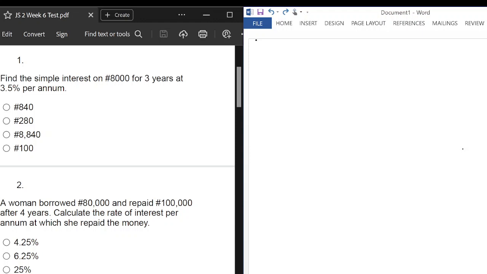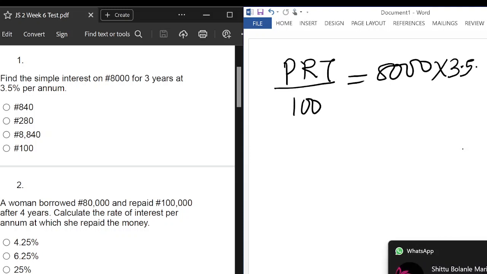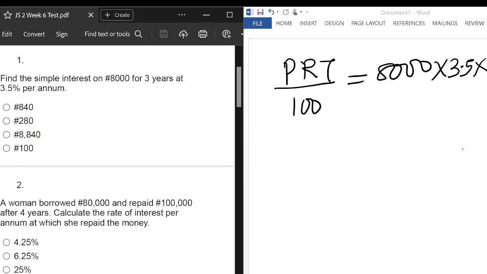So the formula for calculating simple interest, as I've told us, is principal multiplied by the rate multiplied by time, divided by 100 over 1. Now, from here, the principal is 8,000 naira, multiplied by the rate, 3.5%, that's 3.5, multiplied by 3 years, which is 3, divided by 100.